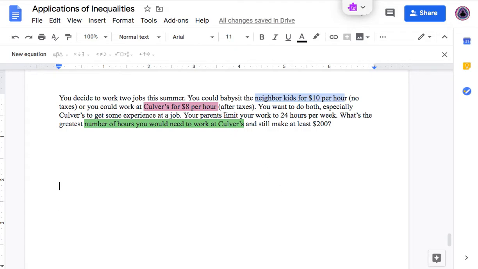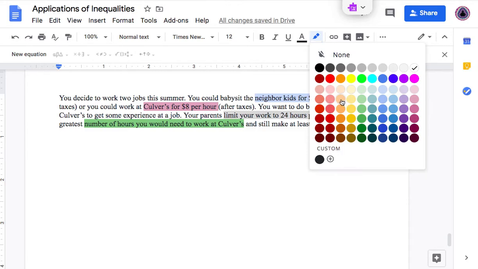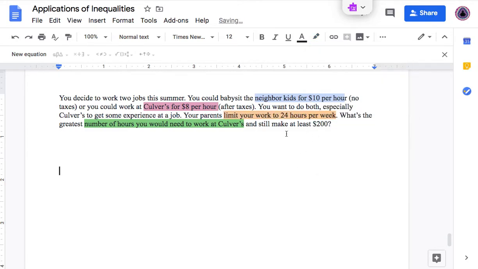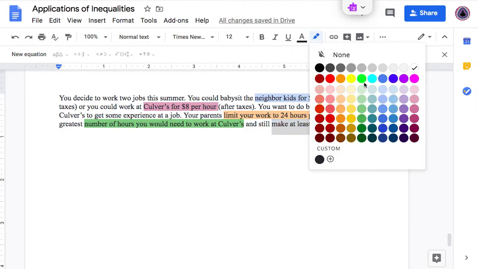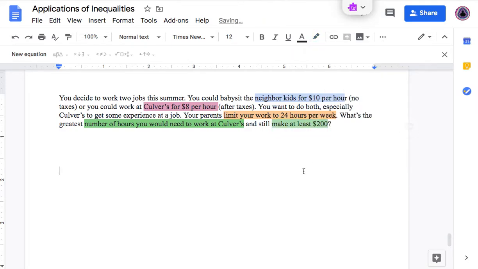I also know that I have a limit of 24 hours per week. And finally, I am trying to make at least $200. So this is a lot of different things that I have going on. Now, when I look at the problem, I feel like there are two restrictions, two things that I'd have to meet: what I want and what my parents want.